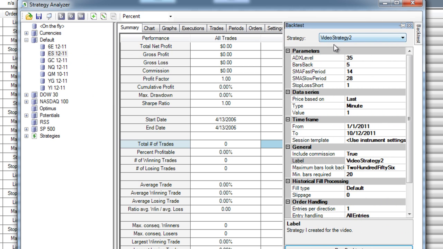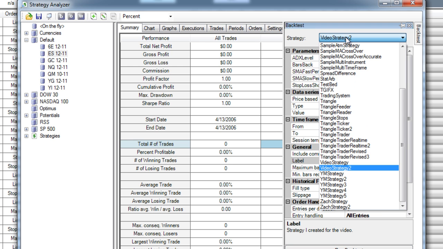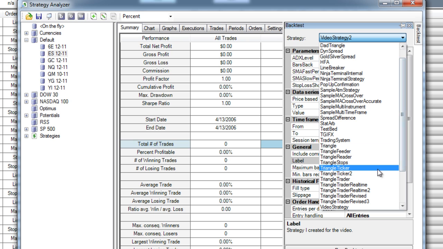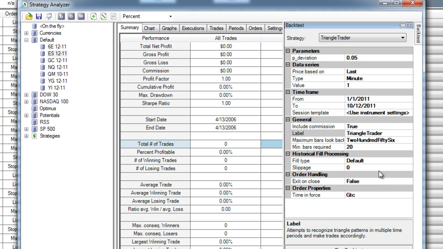Now here I can select which strategy I want to backtest. I'm going to go ahead and use one that I created a while back called Triangle Trader, and there's only one parameter for this, so there's not going to be too much change in here. I've kind of already optimized this one and got it down to what I want.